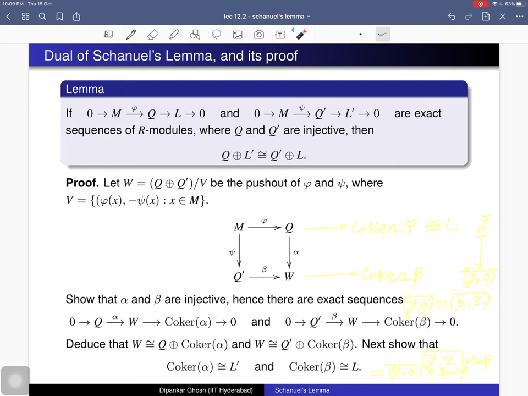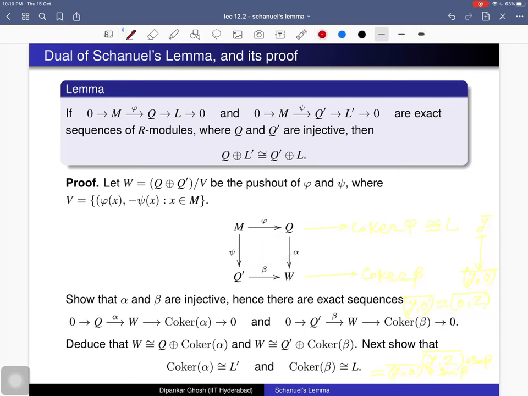Now, again, once we prove that co-kernel alpha is isomorphic to L prime, and co-kernel beta is isomorphic to L, then since both are isomorphic to W, these two are isomorphic, and once we have these two isomorphisms, we can have this isomorphism. So, let us verify at least. In this case, we can just use this diagram.